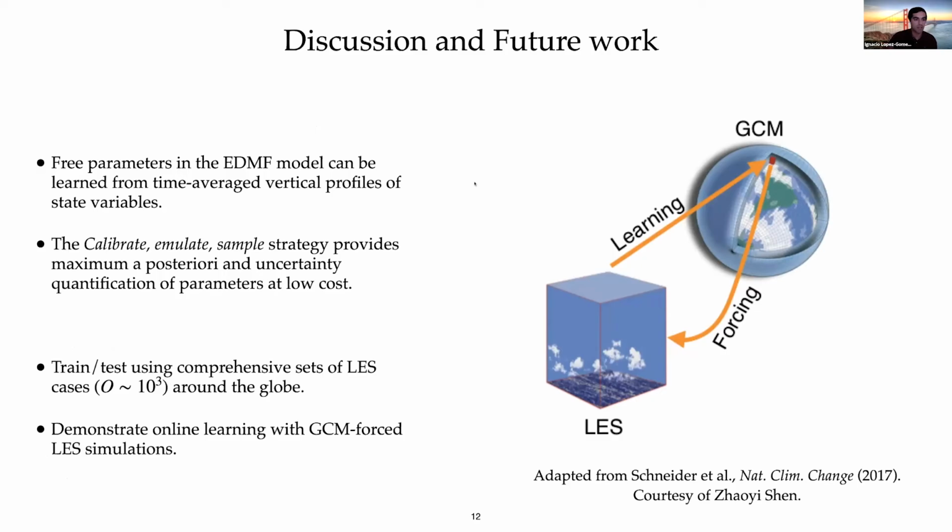So finally, to sum up, I've shown here that we can learn the free parameters in an ADMF model from, in this case, time averaged vertical profiles of state variables. I've shown that the calibrate-emulate-sample strategy provides a MAP estimate and uncertainty quantification of parameters at a very low cost, so thousands of evaluations instead of millions of the forward model.